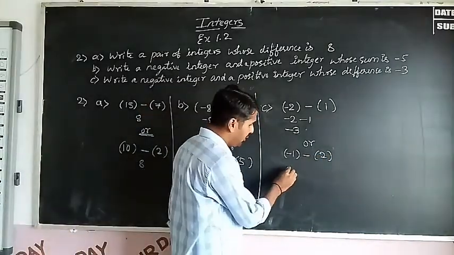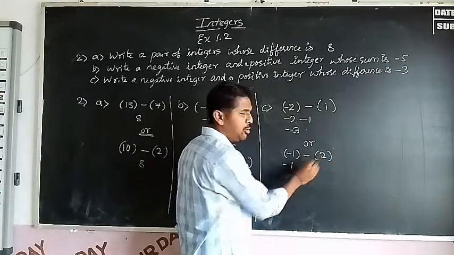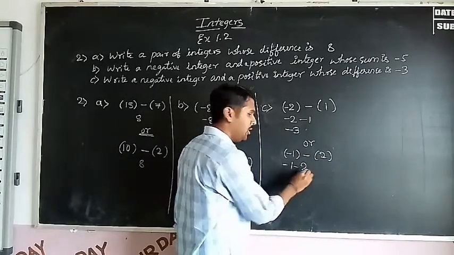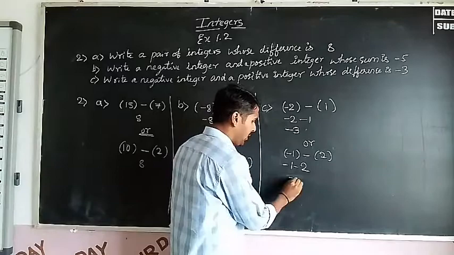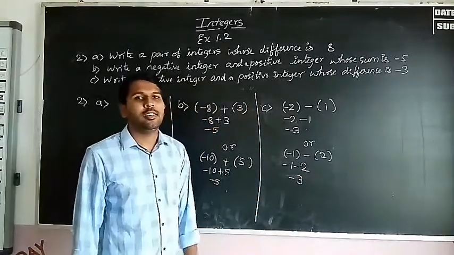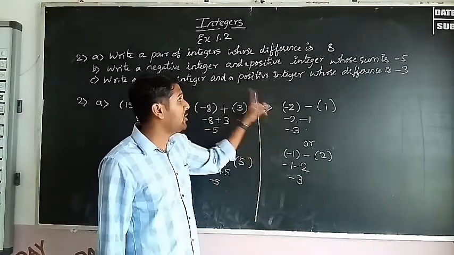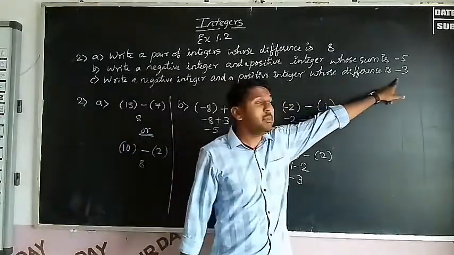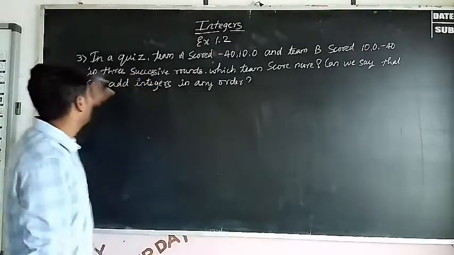So how to solve this one? -1, minus into plus, minus, -1 and -2. So what is the answer? -3. Only these two pairs are possible for this question. Okay, difference must be -3. So next question is the third one.